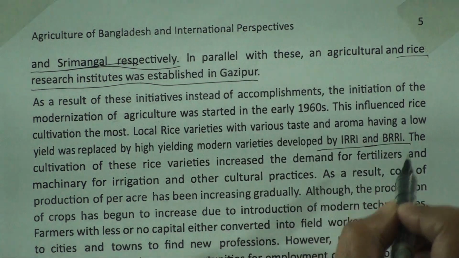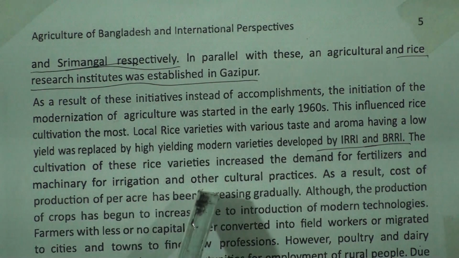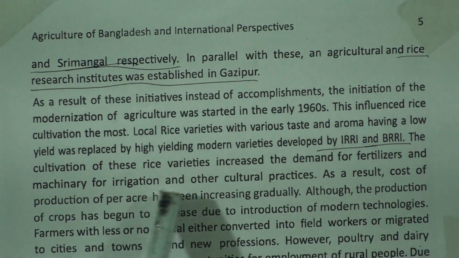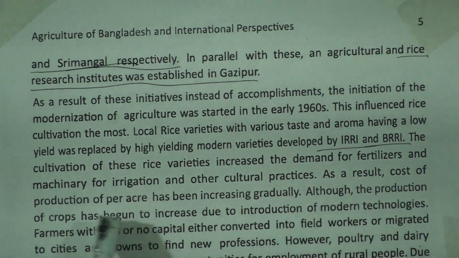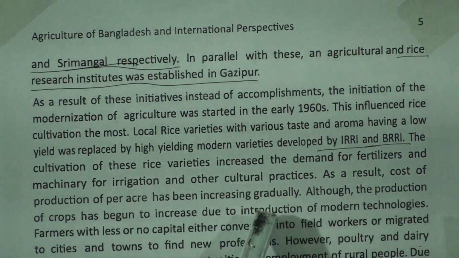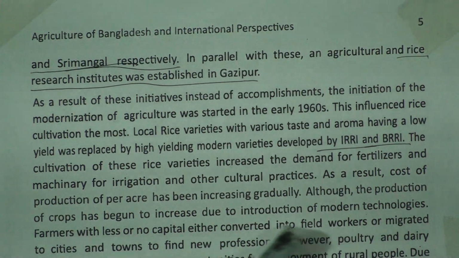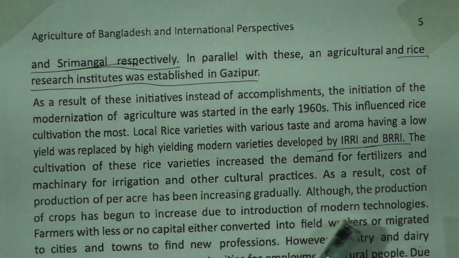IRRI and BRRI. The cultivation of these rice varieties increased the demand for fertilizers and machinery for irrigation and other cultural practices. So as a result, the cost of production per acre has been increasing gradually. When you introduce modern machinery or fertilizer, the production cost increases, although the production of crops has begun to increase due to the introduction of modern technologies.